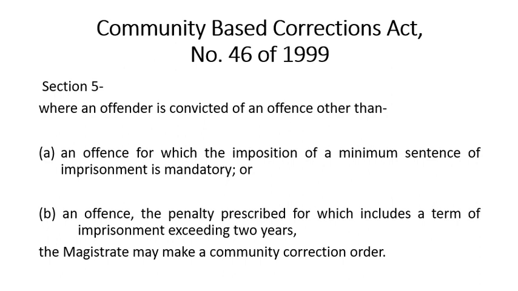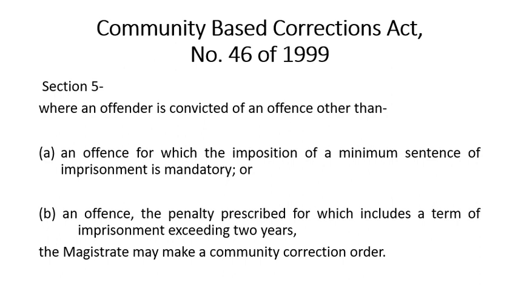In certain offenses, the law provides that if a person committed a certain offense, he must be punished with not less than 2 years, or not less than 6 months. In those cases, there is a mandatory jail sentence for that offense. In those cases, a community correction order cannot be issued. And for the offenses where the penalty prescribed includes a term of imprisonment exceeding 2 years, in those two cases, a community correction order cannot be issued.